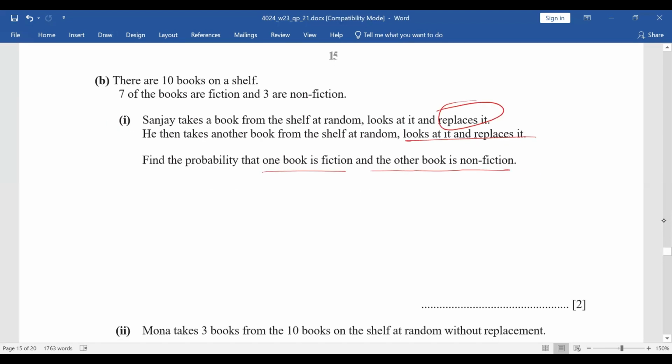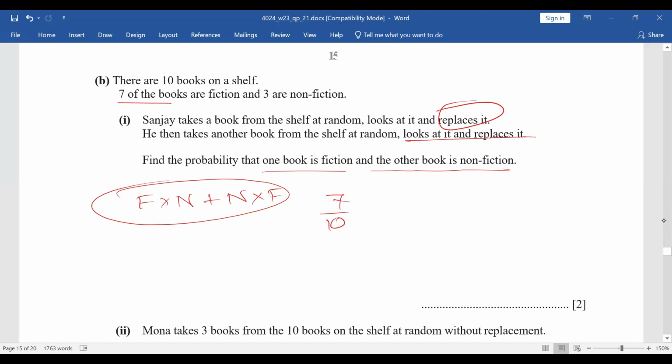One book is fiction. So we can think of the first book being fiction and the second non-fiction, or the first non-fiction and the second fiction. This is the route. First one will be fiction. We know that there are total 10 books and 7 of them are fiction. That means 7 by 10 for the first book being fiction.